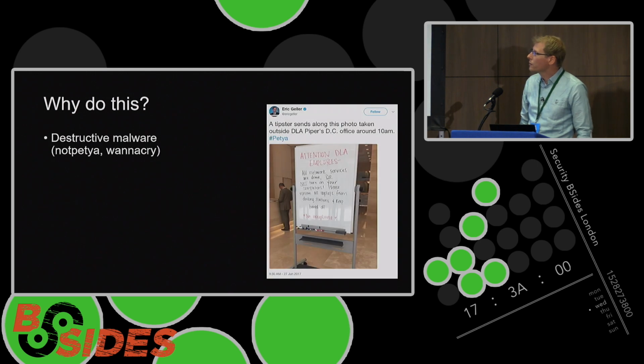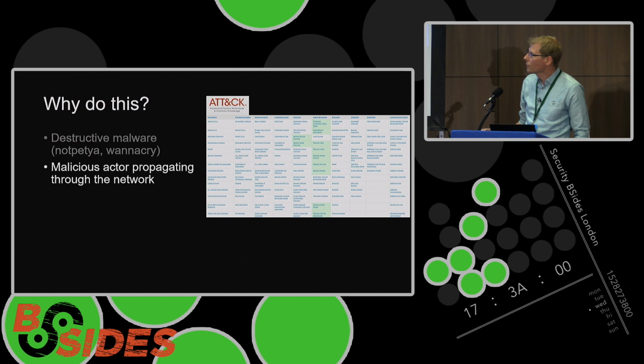So why do this? As Miko mentioned in the keynote speech earlier, there's been a lot of destructive malware, specifically last year with NotPetya and WannaCry, hitting organizations like DLA Piper, the NHS or Maersk, causing a significant amount of damage. You've also got malicious actors propagating through the network.